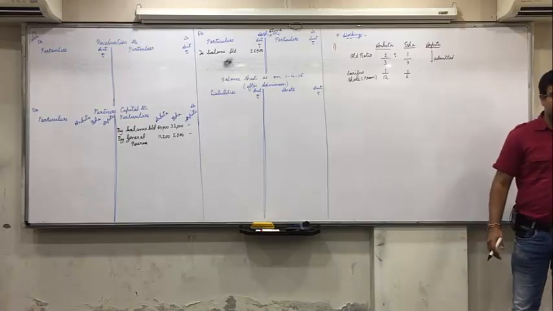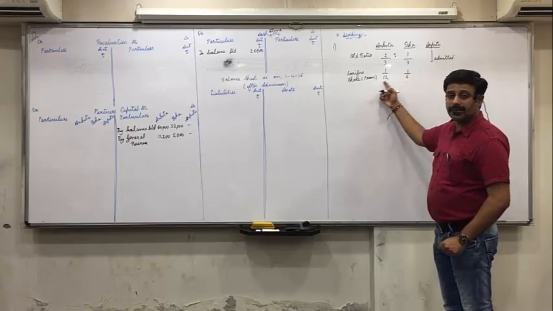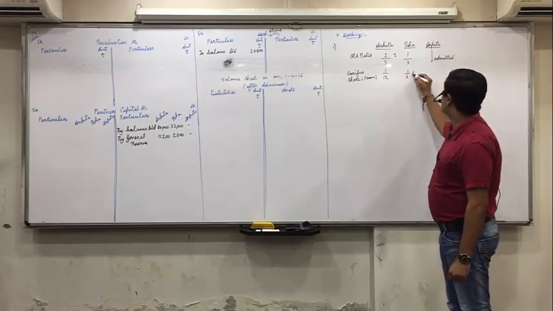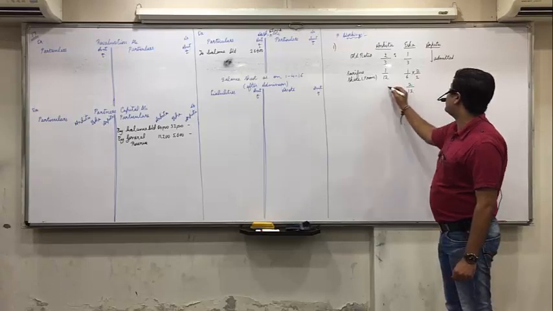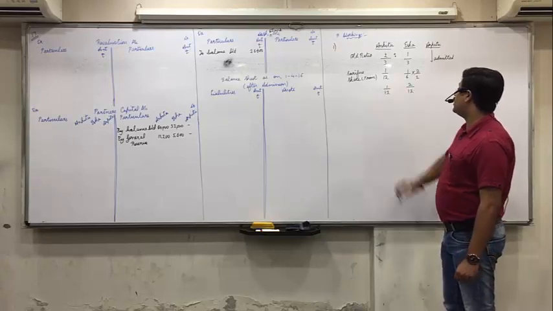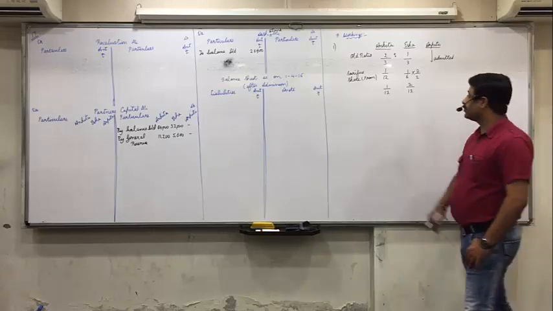In the beginning of the chapter, we had done these objective questions. First of all, you make the denominators equal. 1 by 6 into 2 by 2. So 1 by 6 you will multiply with 2 by 2, it will become 2 by 12. This 1 by 12 will remain as it is. Are you all clear with this?